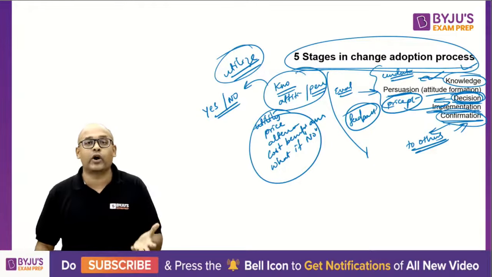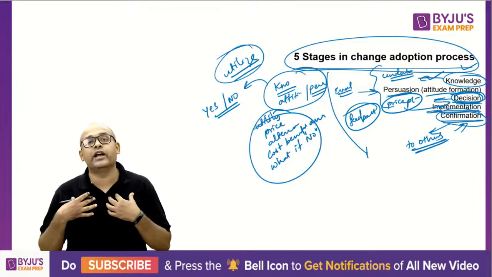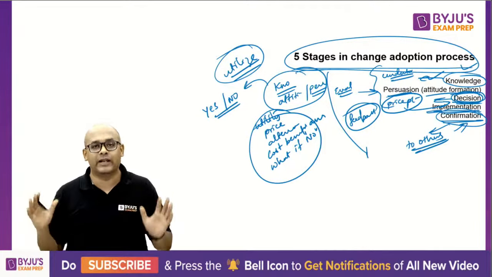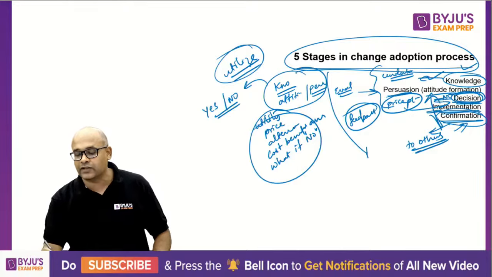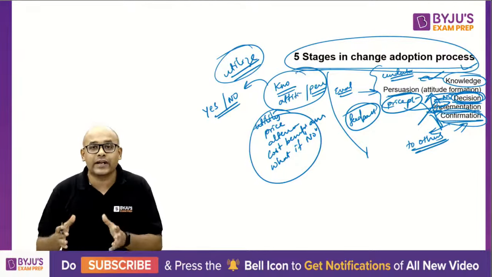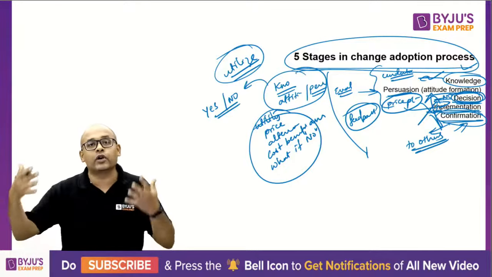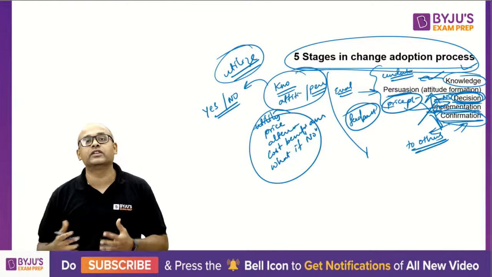formed regarding a product. See, I personally already have the attitude that iPhones are a waste of money. I've already developed that attitude, because of which my decision has been no, and then the remaining 3 phases do not exist for me. For you to understand why these 5 phases are important, my attitude towards the product is already deciding my 3rd point, which is decision.